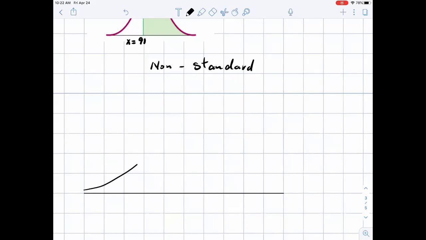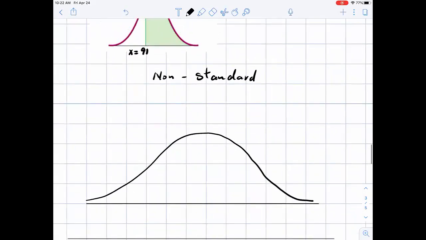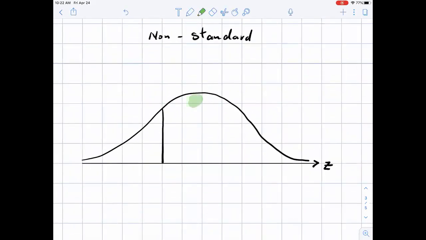So we want to know, okay, there's our graph. When x is 91, what does that convert to in a z scenario? Because now this is the z-axis. Over here, this was the x-axis. So what is that equivalent to? What is this area? This is what they want to find. What is the probability here?